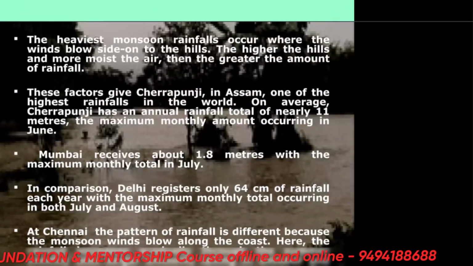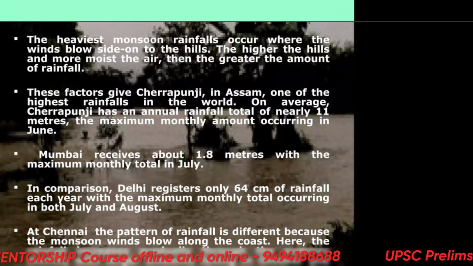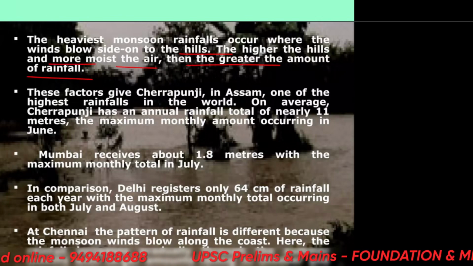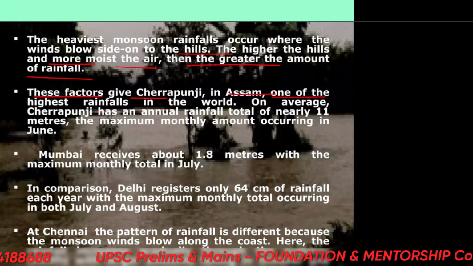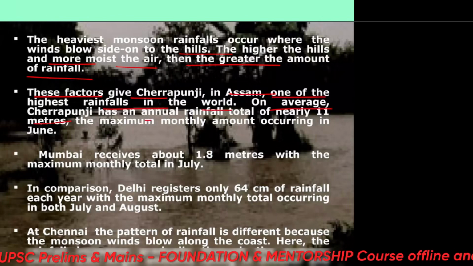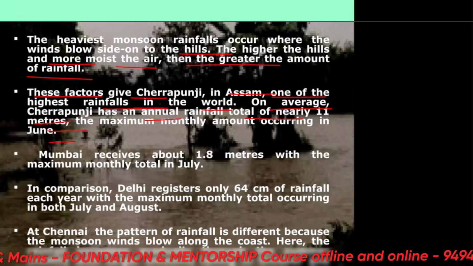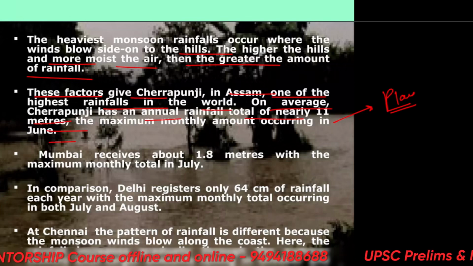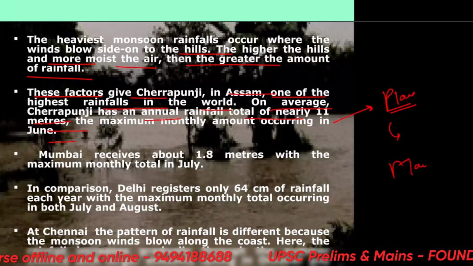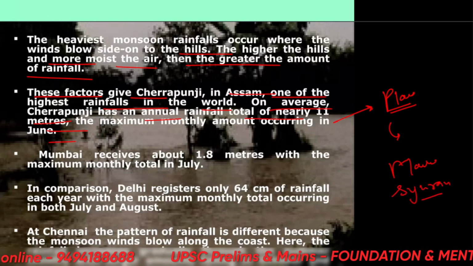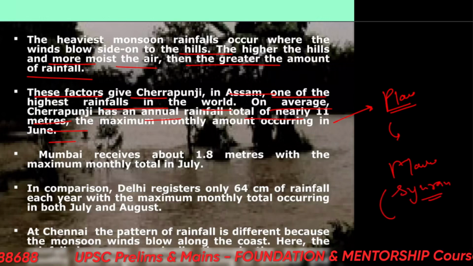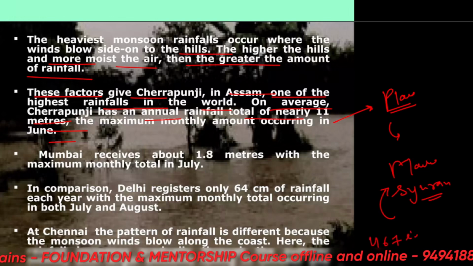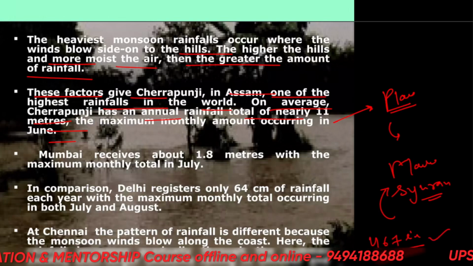Alright. So the heaviest monsoon rainfall occurs where the wind blows side to side on the hills. The higher the hills and the more moist the air, the greater the amount of rainfall. These factors give Cherrapunji in Assam one of the highest rainfalls in the world. On average, Cherrapunji has an annual rainfall total of nearly. So now this has changed. There is another place named Mawsynram, Monsoon in Meghalaya. So it's considered India's wettest place, with 467 inches of rainfall per annum. Alright, so just remember this.